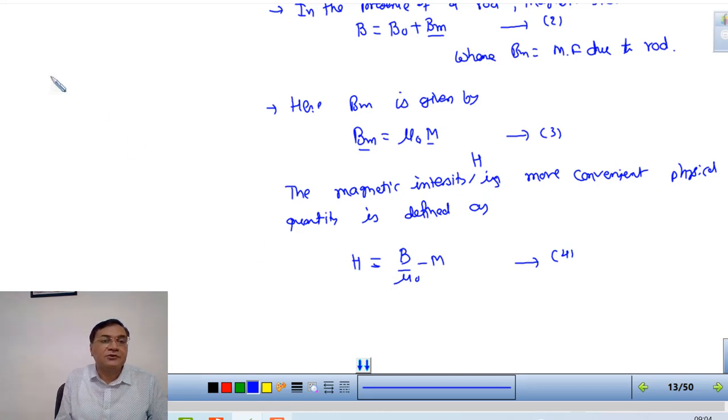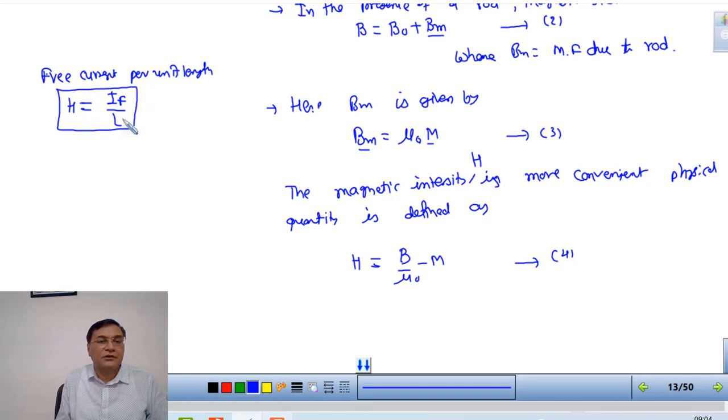What is it in fact actually? Okay, free current per unit length. Actually H is equal to IF upon length. I am writing it on the side, and it is called small IF. This is nothing but small IF. Note it down on the side. Okay. So if you use this here, then what will you get? We have to use this here.